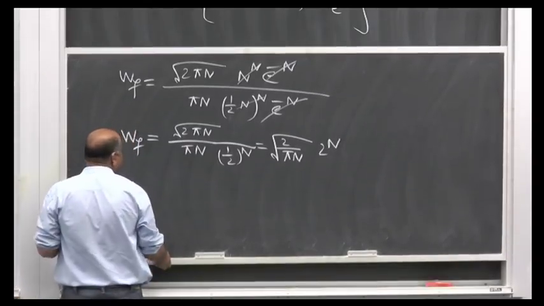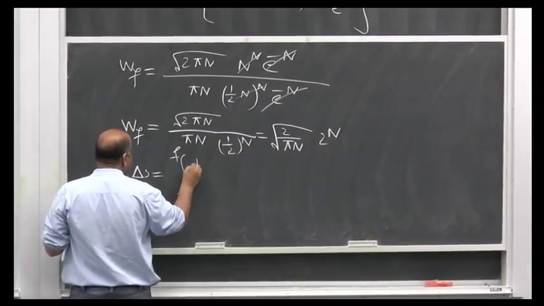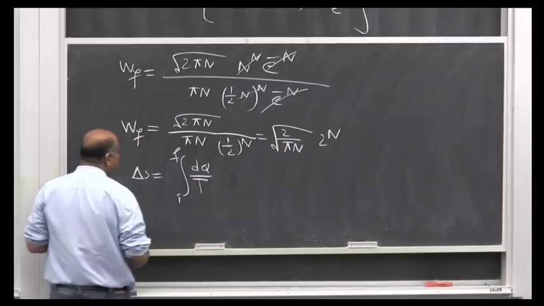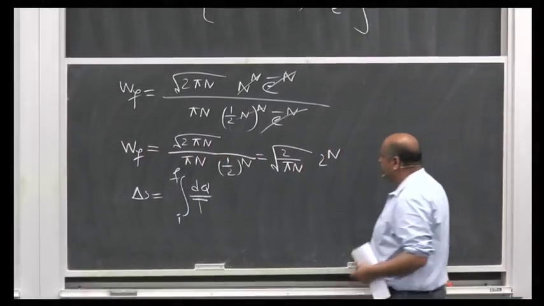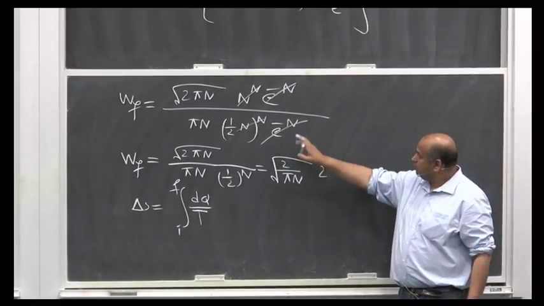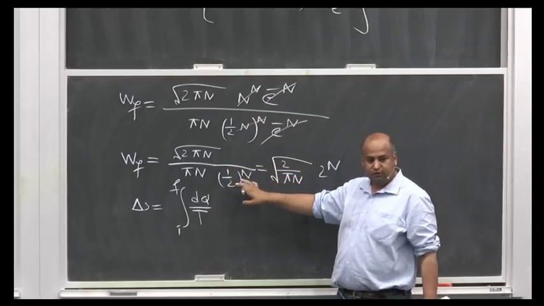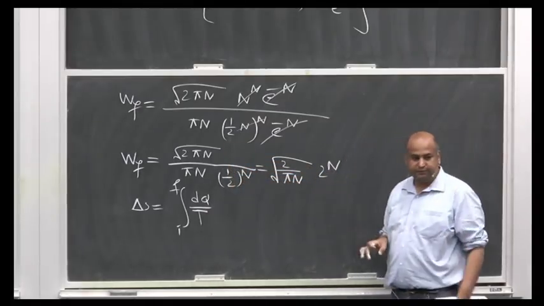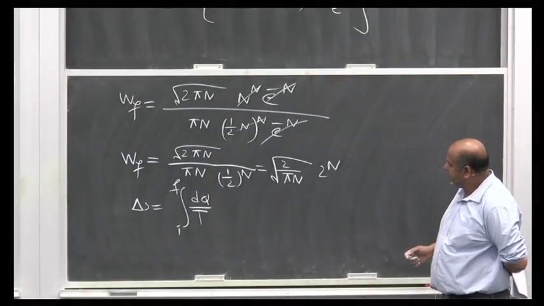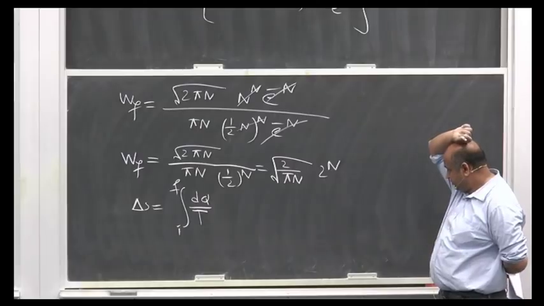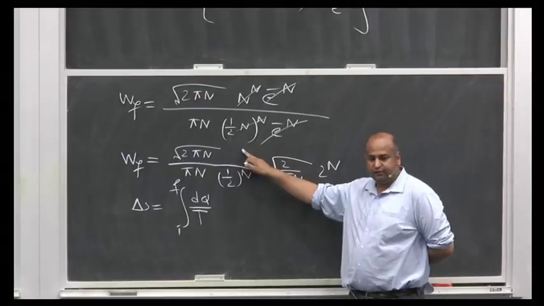So suppose I want to compute delta S by integrating this equation, dQ by T. The 1 over 2 to the power n term comes in, so the 2 to the power n goes up.